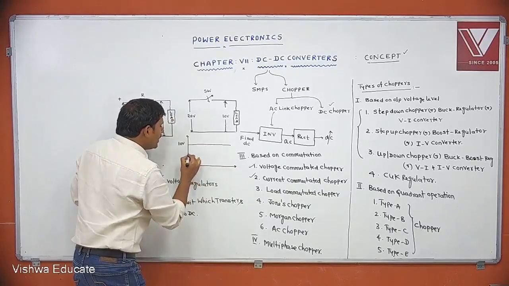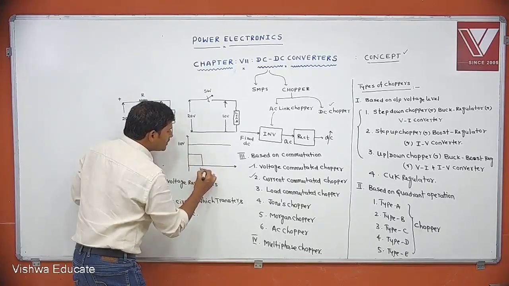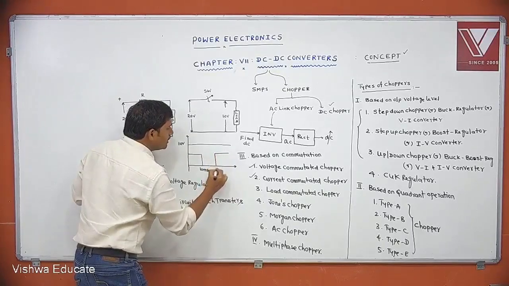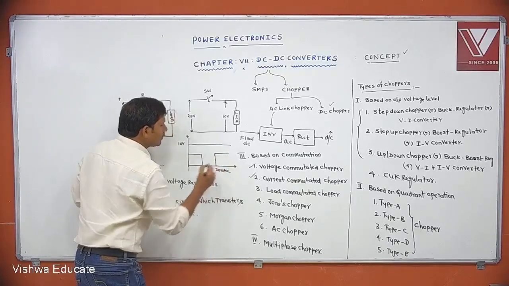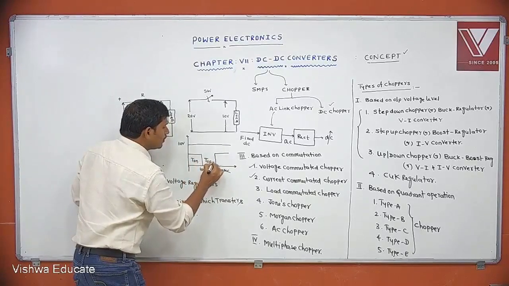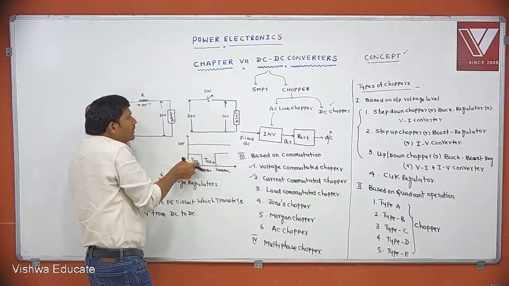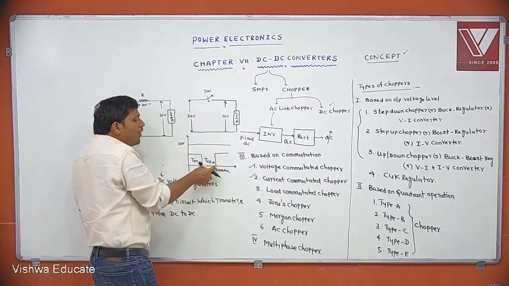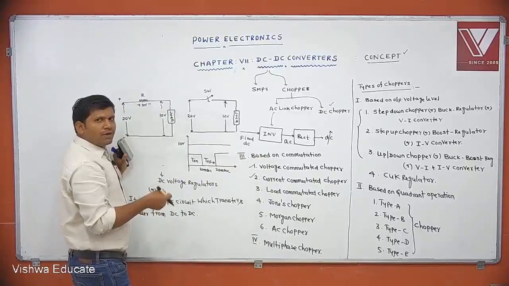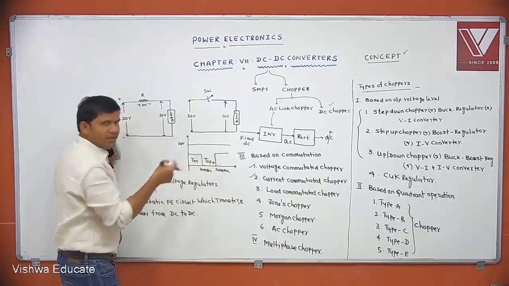In the total time period, I will turn on the switch for, let us assume, 10 milliseconds. Let the total time of operation be 20 milliseconds. This is on, this is off. On and off is in our control. I will keep the switch on for 10 milliseconds, off for 10 milliseconds, again on for 10 milliseconds, again off for 10 milliseconds.